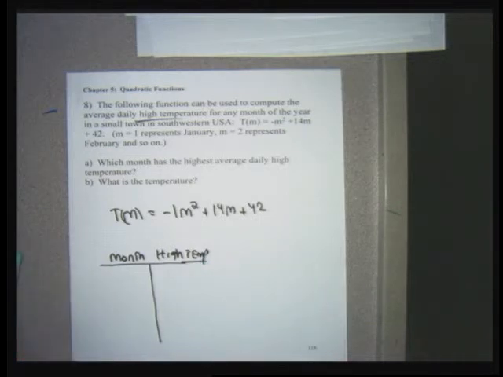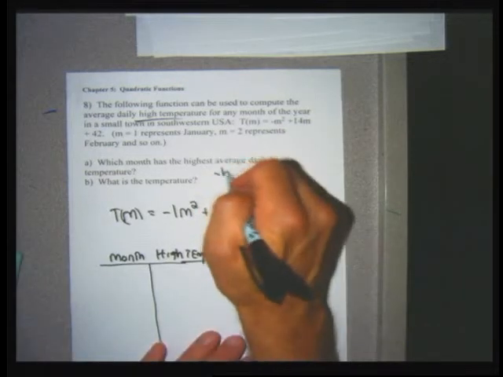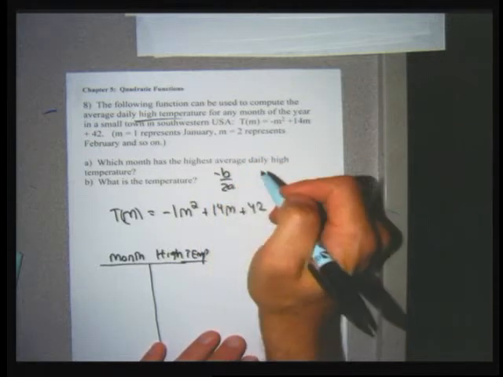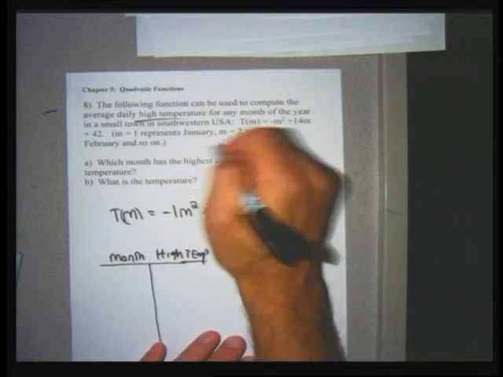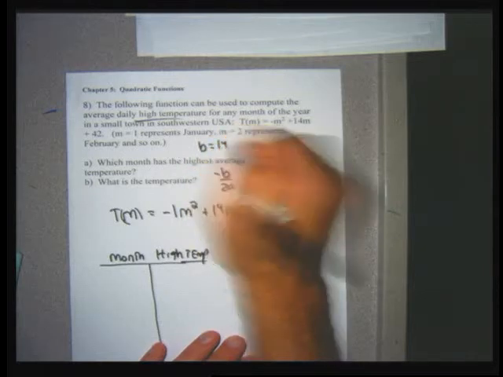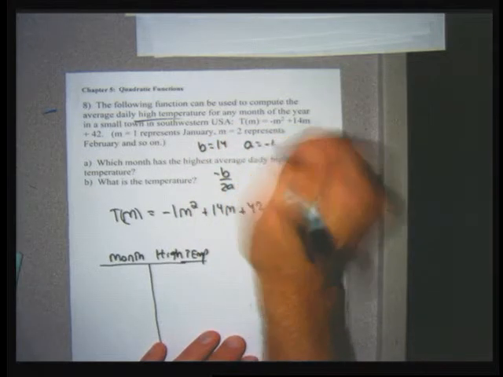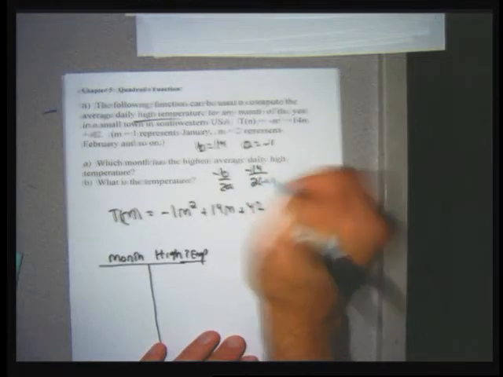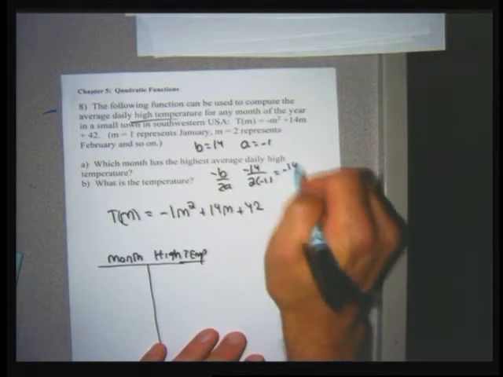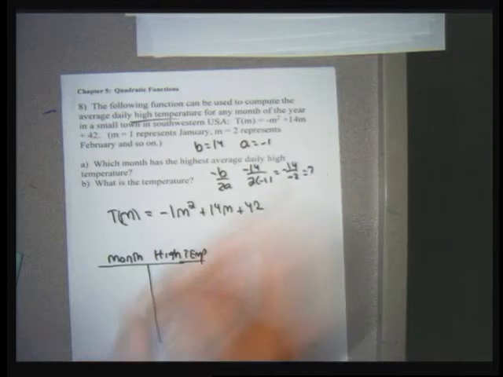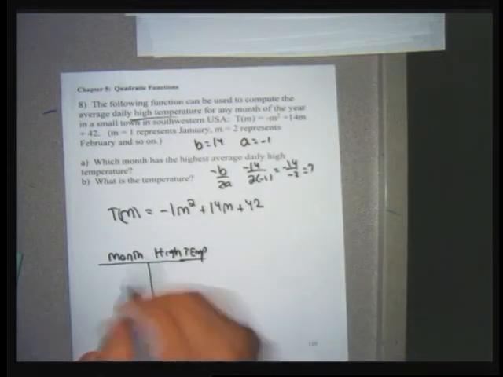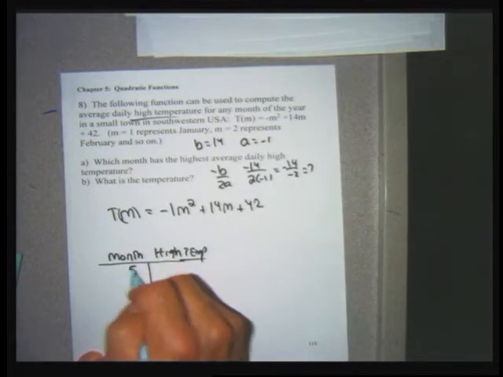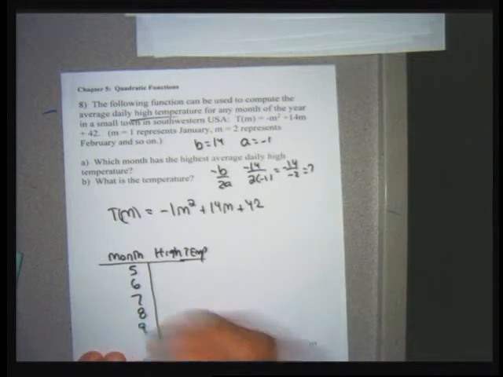I'm going to make a table, and I'm going to use negative b over 2a. The b is 14. The a is negative 1, so negative b is going to be negative 14. 2a is 2 times negative 1, so it's going to be negative 14 over negative 2, which is 7. 7 stands for July. Then I'm going to do June, May, August, September.